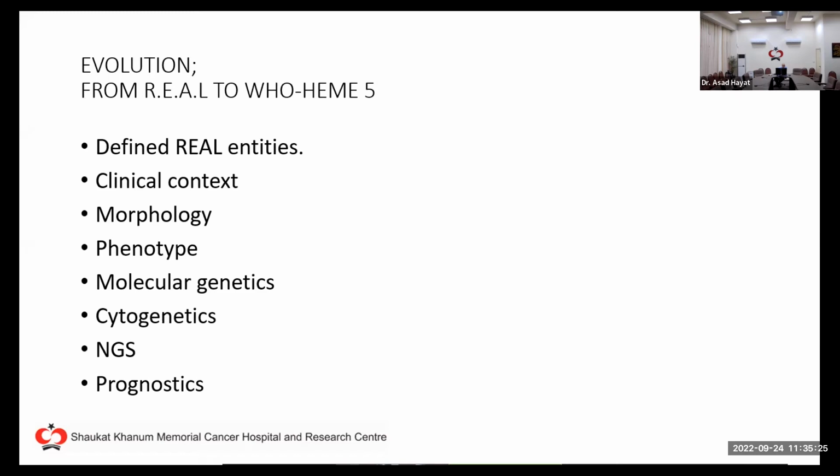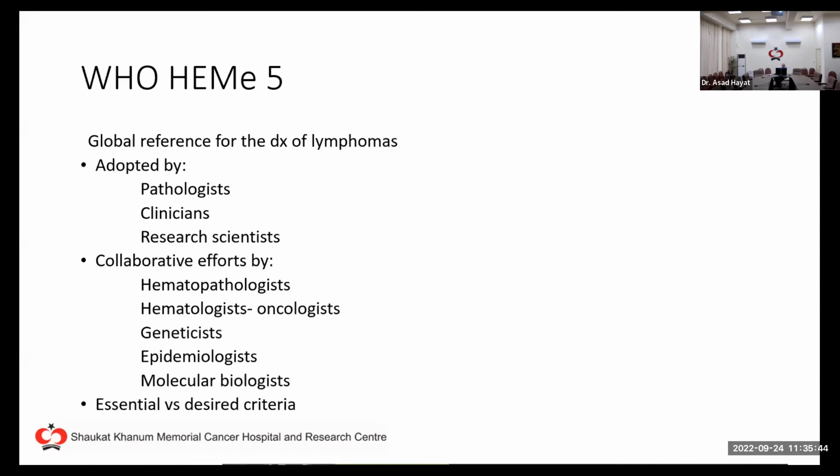So clinical context is important. Naturally, morphology is still the bedrock. Immunophenotype is a requirement more and more. Molecular genetics is making things clear. And then incorporating cytogenetics, next generation sequencing, other prognostic things. These are all things that are essential to making this classification what it is. And so again, for this one, like for the previous editions, it's been basically integrating pathologists' input, oncologists, research scientists, and then genetics, epidemiology, all of this.